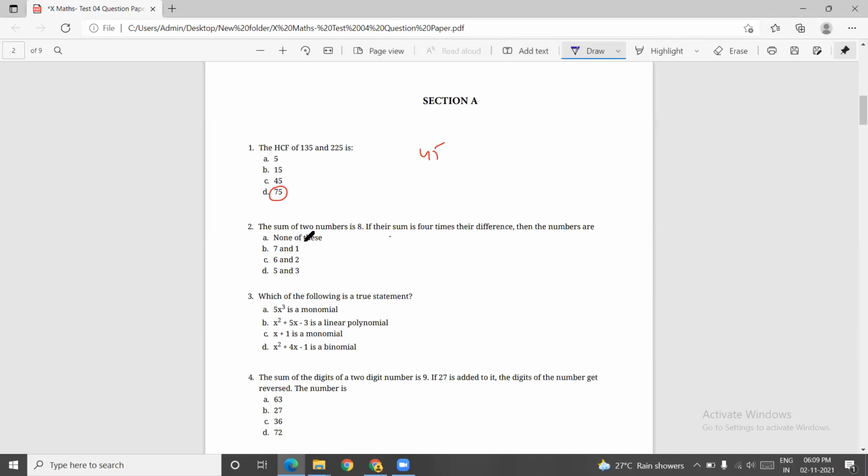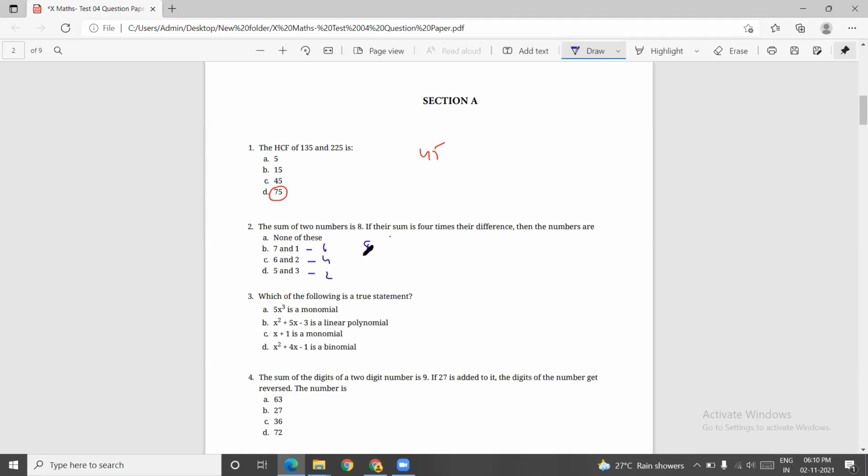Now, what is the answer to the second one? The sum of two numbers is 8, and their sum is 4 times their difference. The numbers are... Are you going with the elimination method? 7 plus 1 is 8, 6 plus 2 is 8, 5 plus 3 is also 8. But the sum should be 4 times their difference. Sum is always 8 for all the options. Difference is 6 here, 4 here, 2 here.